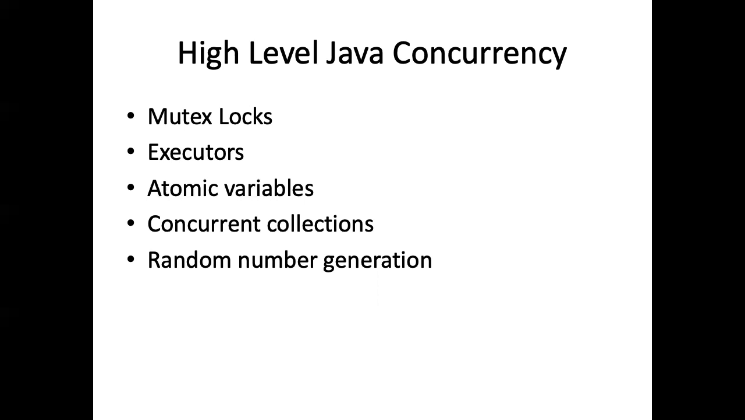So for example, vectors were introduced, and vectors are essentially like array lists, but vectors work with threaded applications. So basically, these concurrent collections introduced atomic operations for things like insert, delete, and the like.